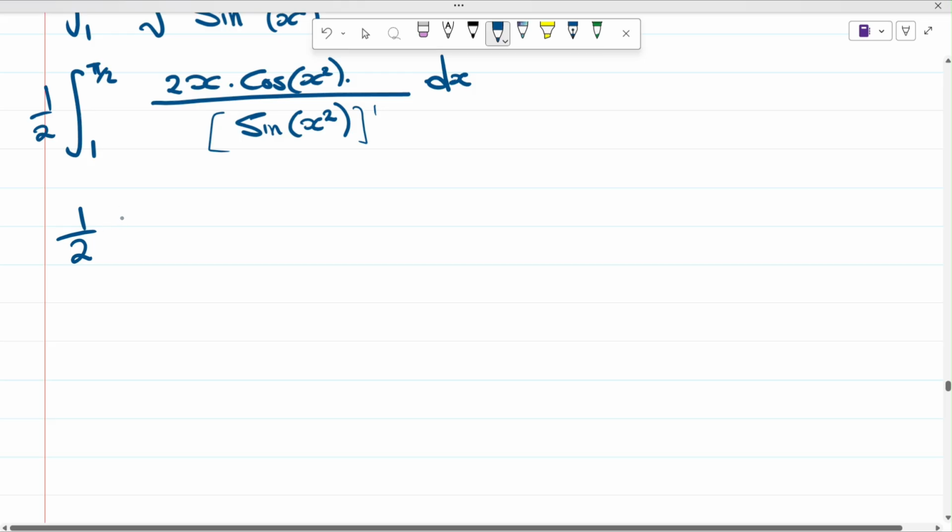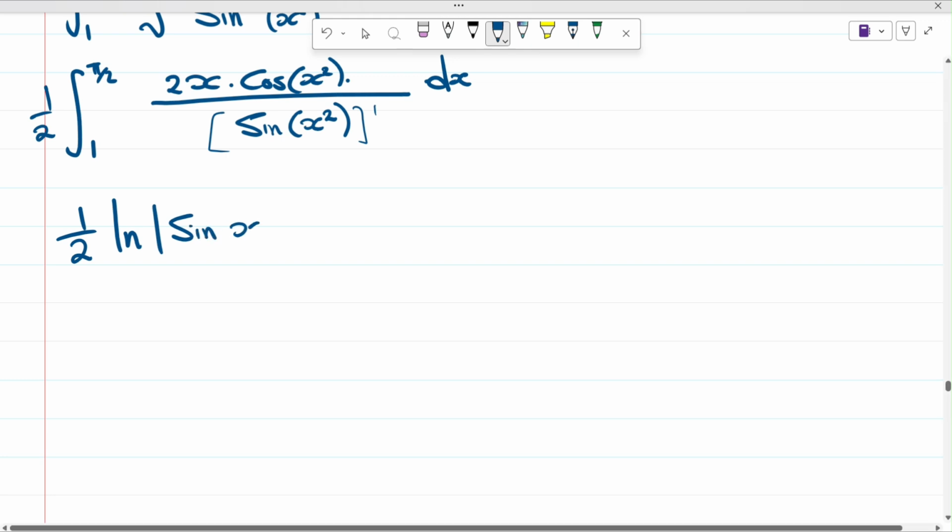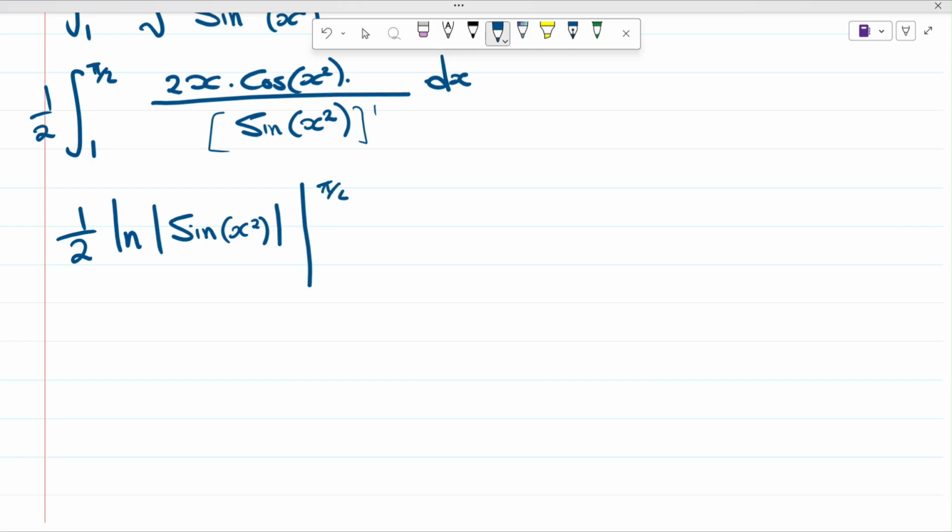So it's going to be 1 over 2 ln of sine x squared, right? And then we close sine x squared, and then we put our limits. That's going to be pi over 2.